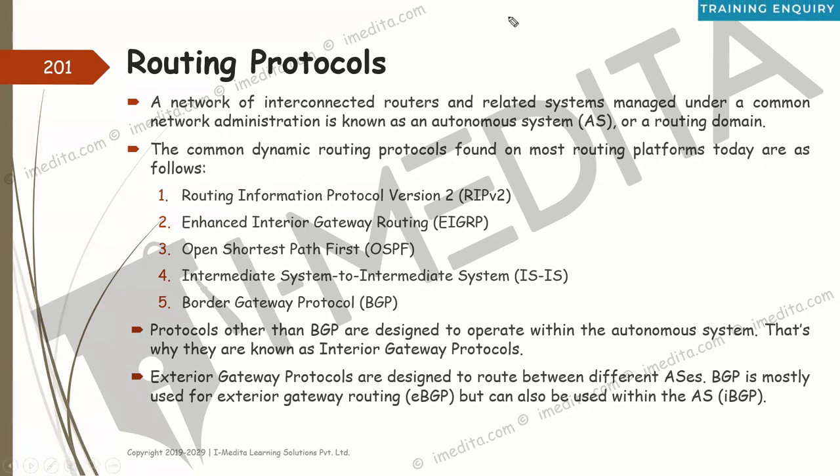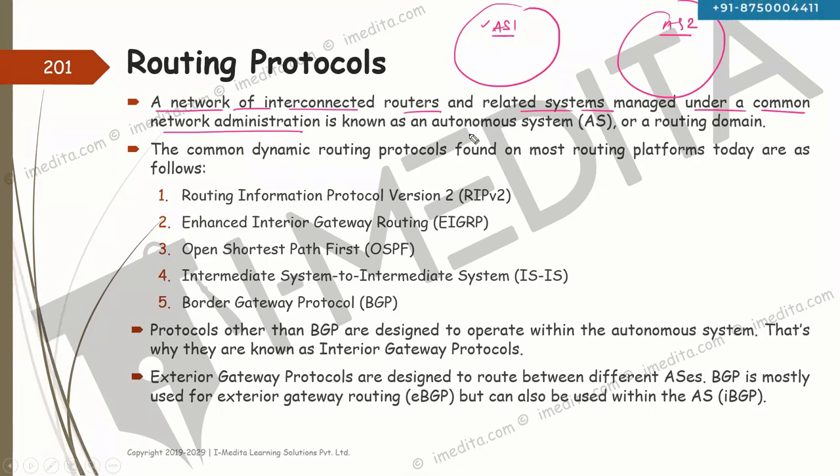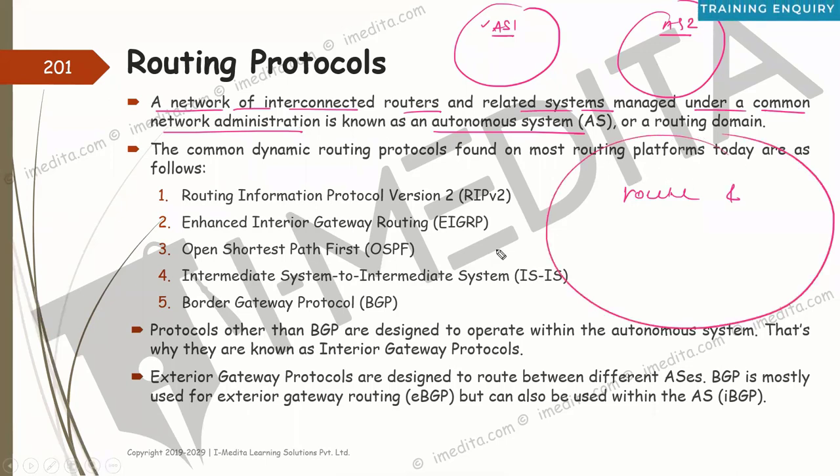Now, routing is done in two places. Routing is done within the organization, or within what we call an autonomous system, and routing can be done in between two different autonomous systems. So we have one autonomous system, and we have a second autonomous system. What is this autonomous system? A network of interconnected routers and related systems managed under a common network administration is known as an AS. Basically, a group of routers and related components like switches, firewall, access point, WLC, all of which are being managed by a common administrative authority, a common organization, is what we are going to refer to as an autonomous system.